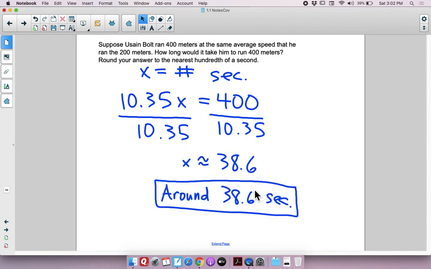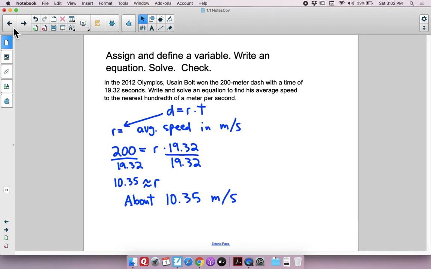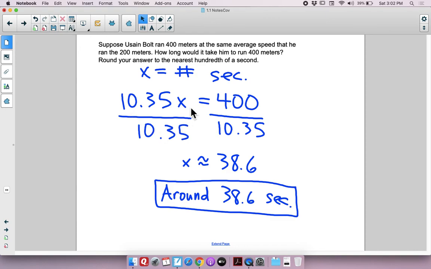38.36. So around 38.36 seconds. And I'm sure that some of you noticed that if it was 19.32 and he's just running twice as far, yeah, you just pretty much double that, right? Oh, by the way, notice I made a careless mistake. I rounded to the nearest tenth. I should have rounded to the nearest hundredth. Oops. Okay.